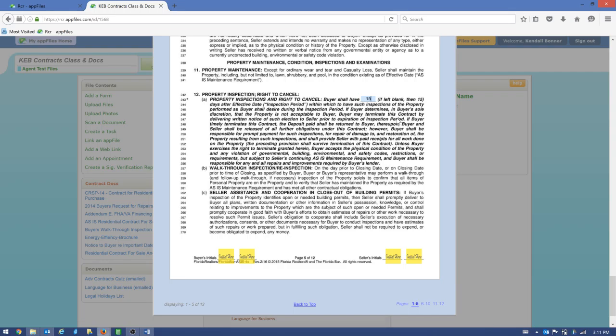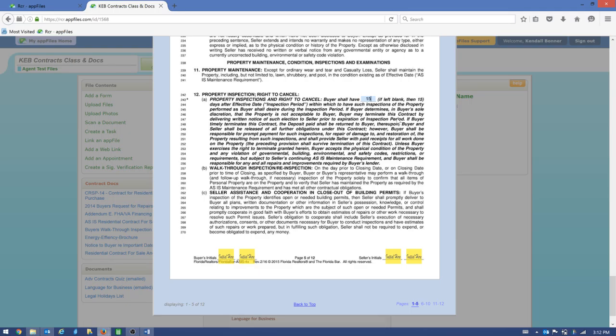Okay, so they have 15 days after the effective date within which to have such inspections of the property performed as buyer shall desire during the inspection period. So any inspection the buyer wants, right? Whatever the buyer wants. If the buyer wants the fire department to come out and inspect during the inspection period, they can. If they want to have a termite inspection, permit inspection, general home inspection, all those things need to be done within 15 days. Now, real quick, I want to talk about timing.